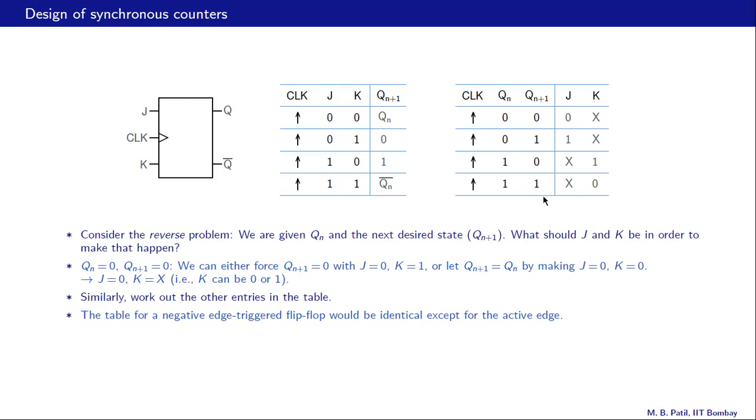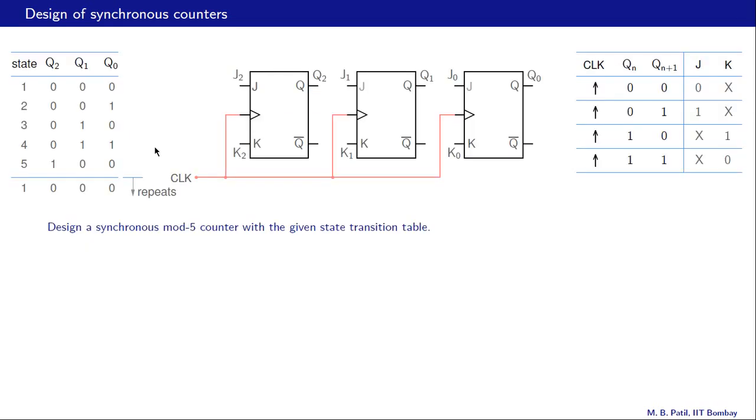Alright, what if this flip-flop is a negative edge triggered flip-flop rather than a positive edge triggered flip-flop? The table would be identical except for the active edge. So here we will have a negative clock edge rather than a positive clock edge. Apart from that, these entries will remain identical. Let us take up this design problem now.